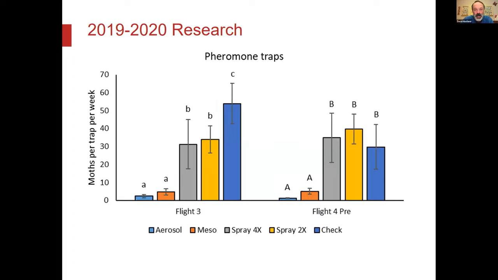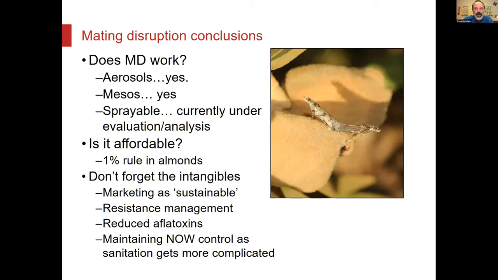I'm not sure why, that's actually a surprise, but this is actually multiple products over three straight years summary data. And we've seen that pattern 3 years in a row. So sprayables not providing trap shutdown. And then yield data, it's one of those yield things where there's a tiny bit reduction, but not statistically significant. We're waiting for this year's data to make a final conclusion there. So mating disruption, yeah. Does it work? Yes. Aerosols, yes. Mesos, yes. Sprayable. I'm just going to say it's not shutting down traps, but let's leave it as a to be determined on whether or not it reduces yield damage until we get all of our data in from this year.